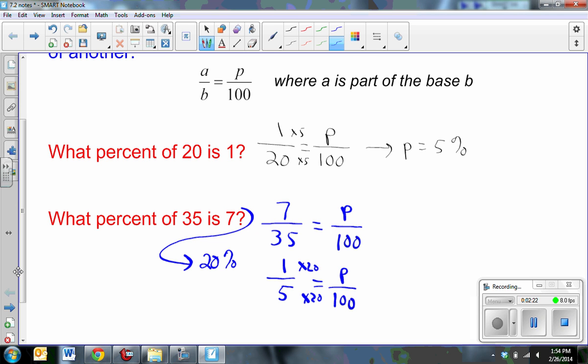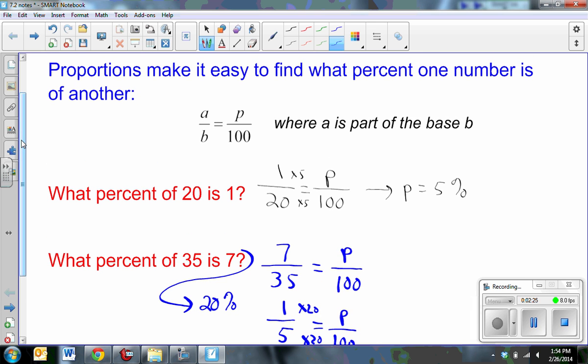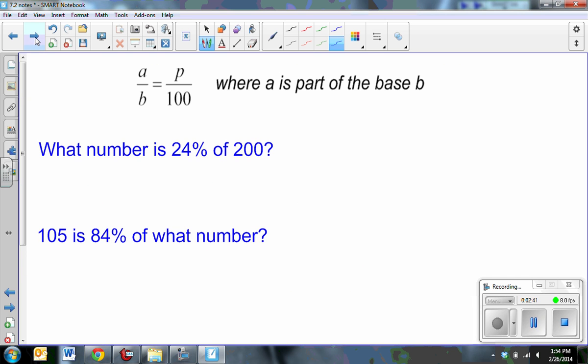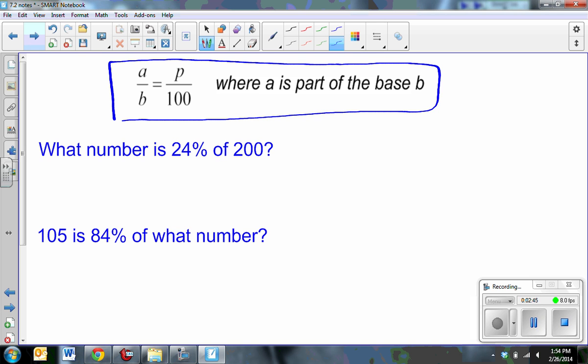Okay, so we're going to set up a proportion. This is the formula or the relationship that you need to know. You need to know that B is the base and A is some part of that base, okay? Now we might be looking for A, B, or P. In this case, we're looking for P, the percent. All right, so here it is up here again, the same handy formula that we want to keep using. All right, next question. What number is 24% of 200?